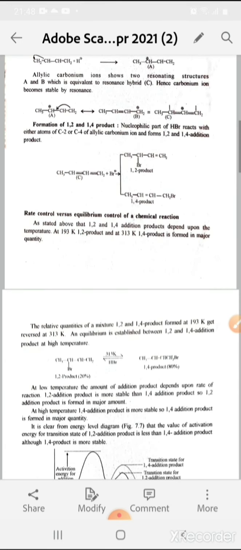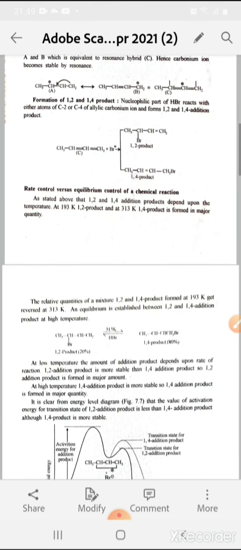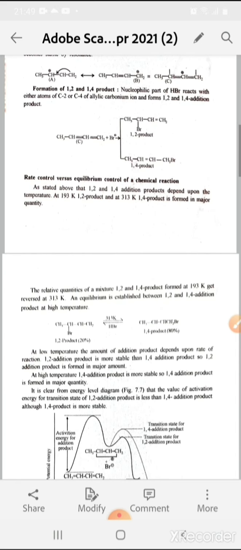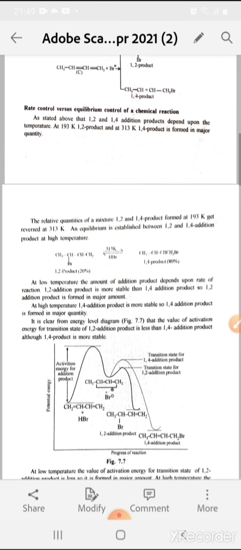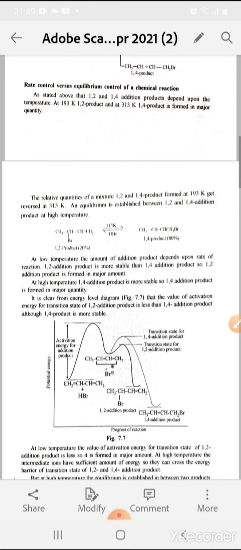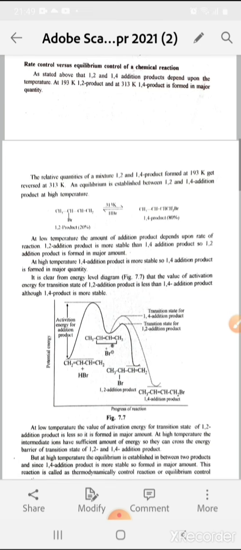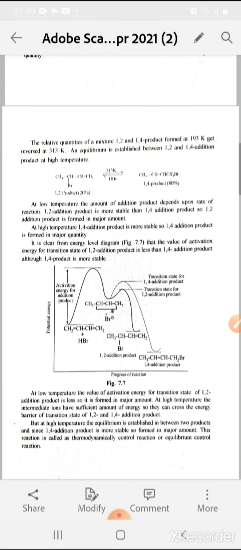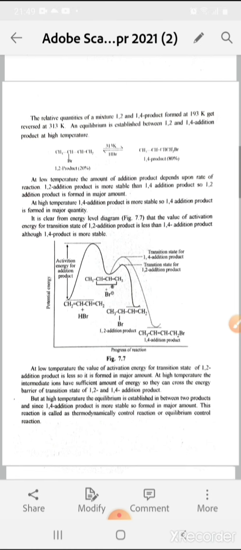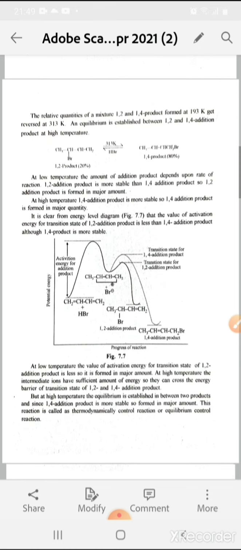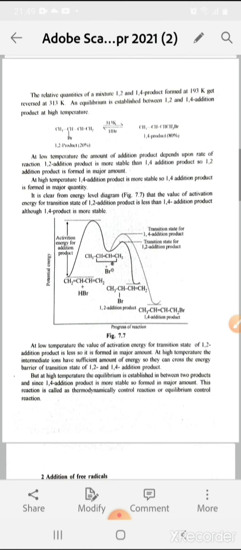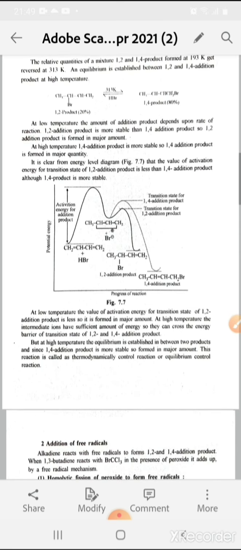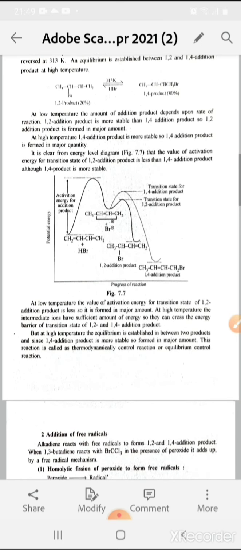At 193 Kelvin, 1,2 product, and at 313 Kelvin, 1,4 product is formed in major quantity. The relative quantities of mixture 1,2 and 1,4 product formed at 193 Kelvin get reversed at 313 Kelvin. An equilibrium is established between 1,2 and 1,4 addition product at high temperature. So we see that 1,2 product, which is 20%, and 1,4 product, which is 80%, maintain an equilibrium at 313 Kelvin. At low temperatures, the amount of addition product depends upon rate of the reaction.